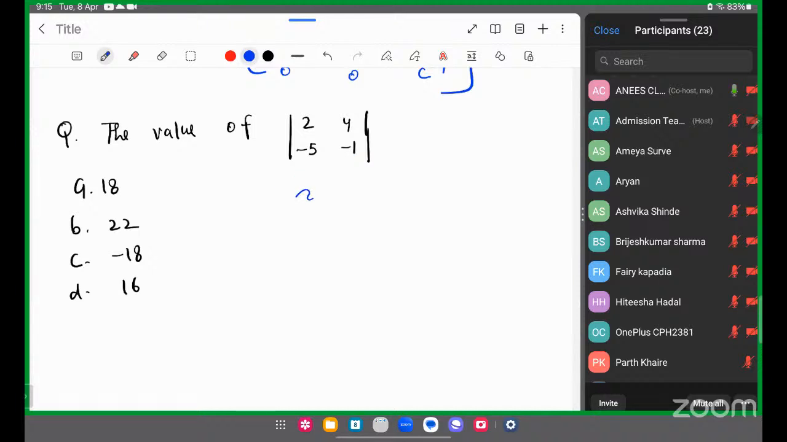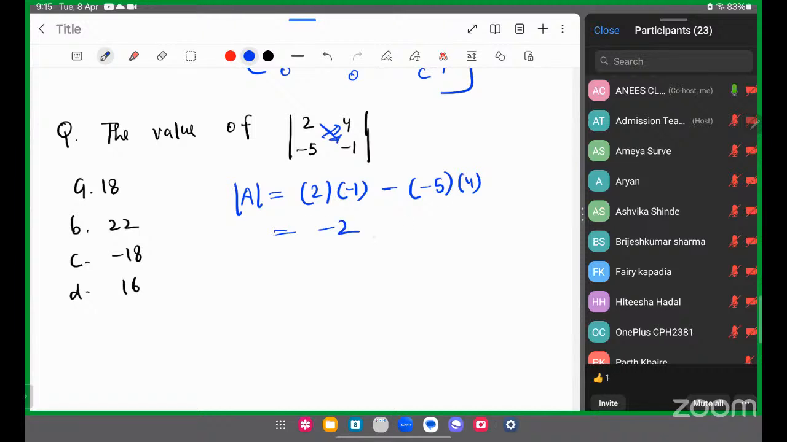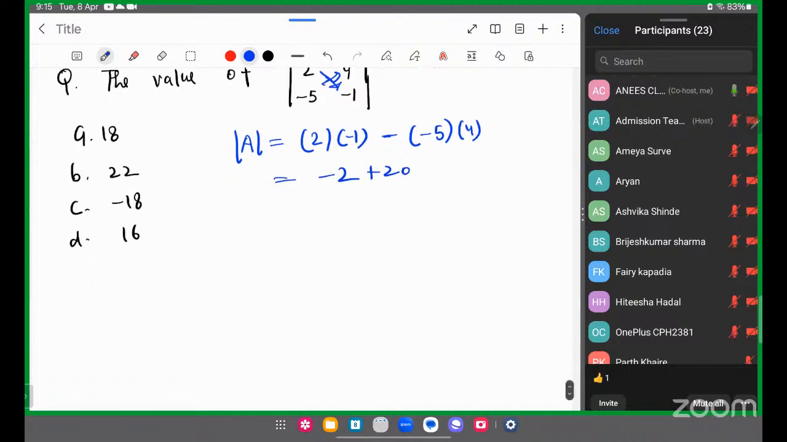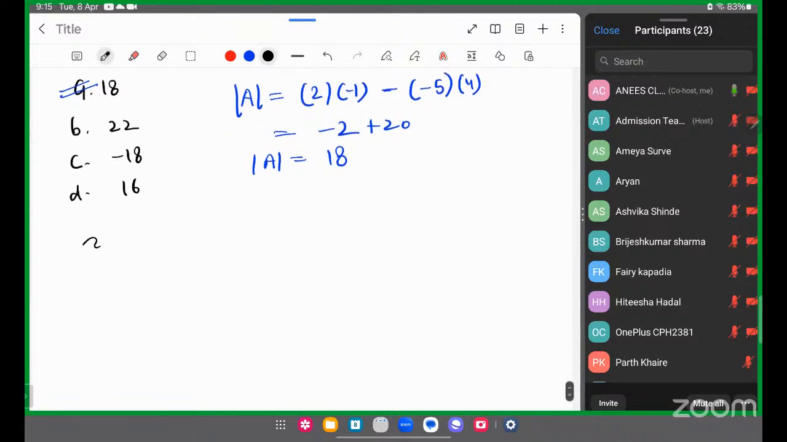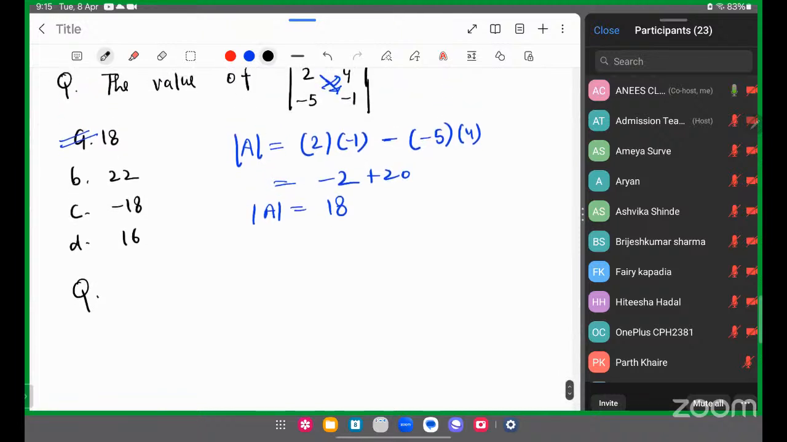This will be determinant of matrix A. 2 into minus 1 cross multiply minus 5 into 4. So this will be 2 into minus 1, minus 2, and this will be plus 20. So determinant of A will be 18. Option A will be the correct answer. Understood? Yes, sir.